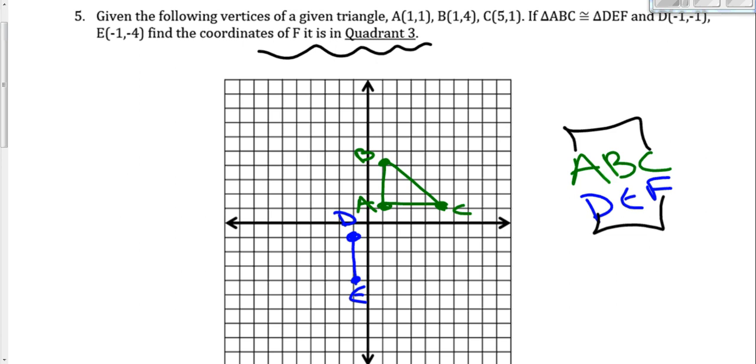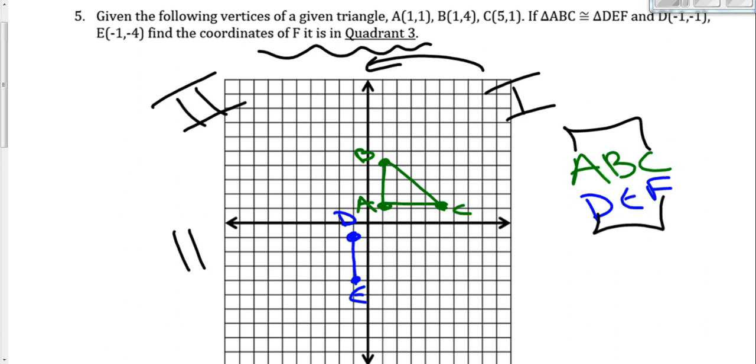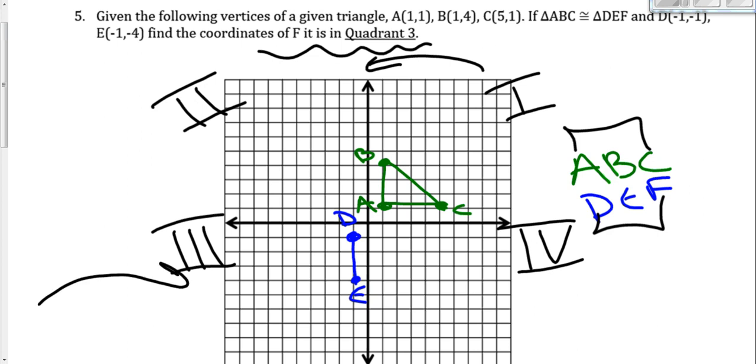So quadrant 3, if you remember back to Algebra 1, this is quadrant number 1 over here, and that's a Roman numeral 1, not the letter I. All right, and then we label them going counterclockwise. So this is 2, this is 3, and this is 4. Okay, so the problem says find the F that's in quadrant 3. So I'm looking for the one that's over here, not the other one.